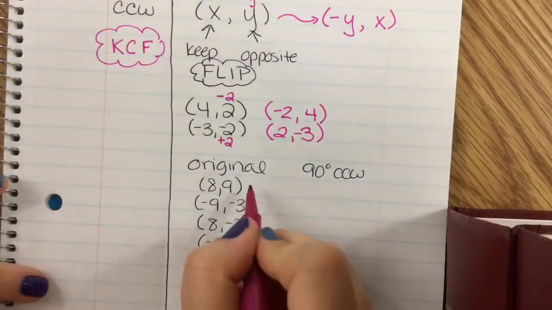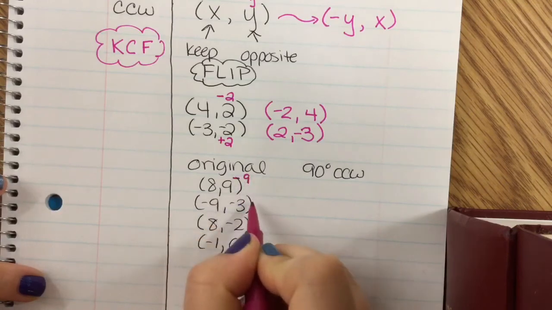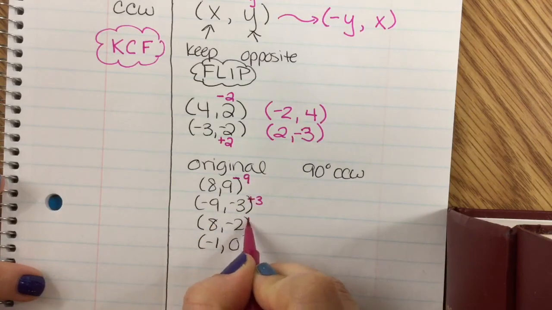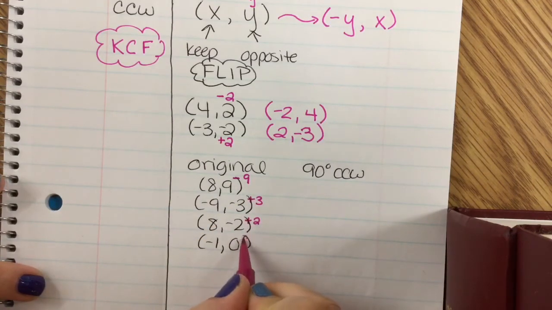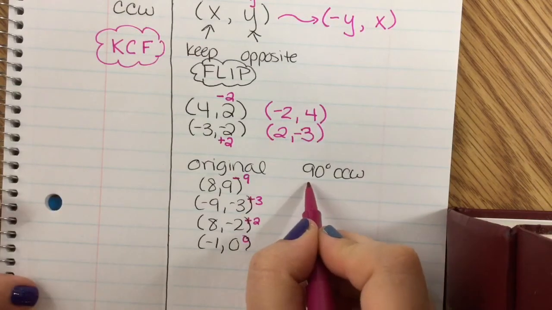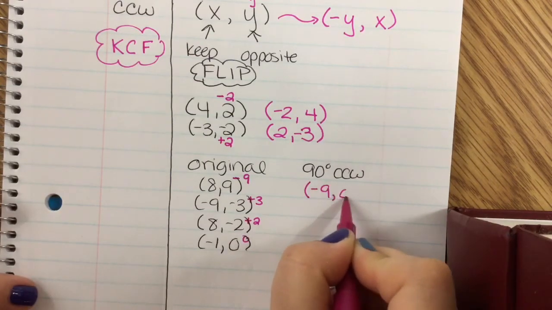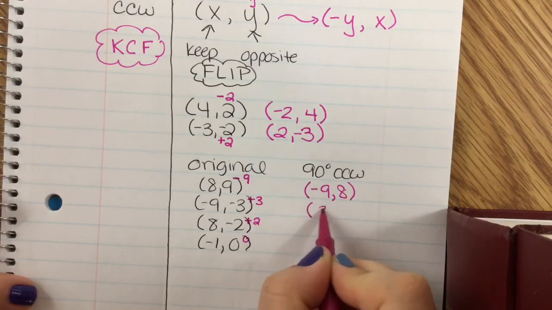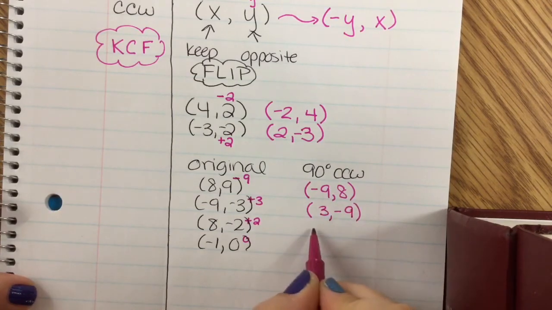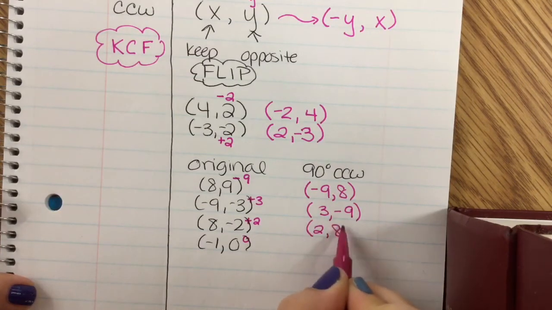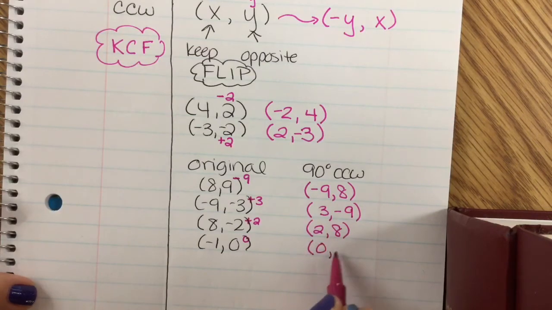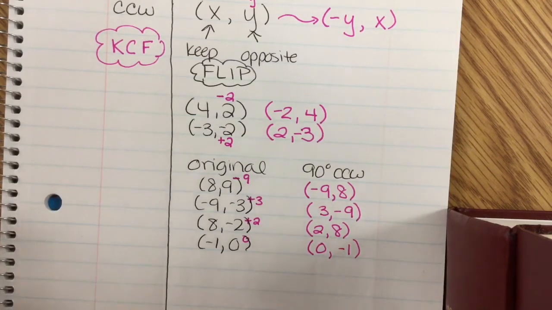Okay, so for these ones, you should have changed each of the second ones. Negative 9, positive 3, positive 2, and that's going to stay 0. And then flip them around. Negative 9, 8, 3, negative 9, 2, 8, and 0, negative 1. Okay, so hopefully you did good on that.